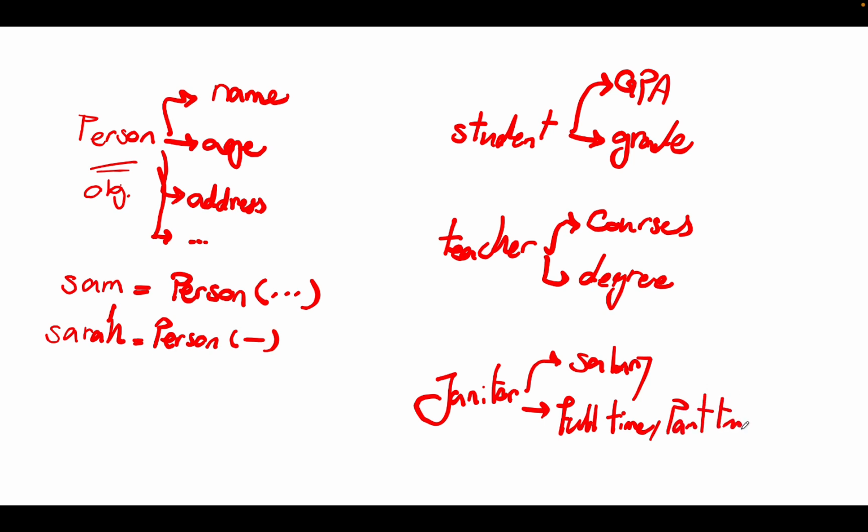So yeah, these are obviously objects too, right? Janitor is also an object with these properties. Teacher is an object with these properties. Student is also an object with these properties. But if you look closer, you'll see that student is also a person. Teacher is also a person. Janitor is also a person, right? So student can also have a name, age, and address. So you can actually assign each of these properties to each of these objects as well, right?